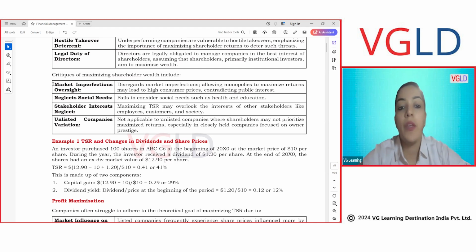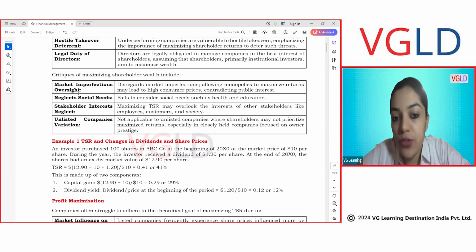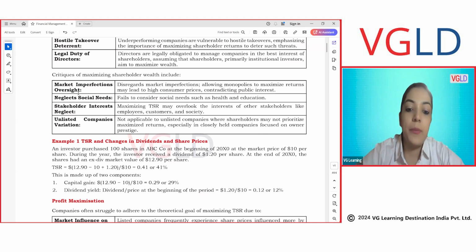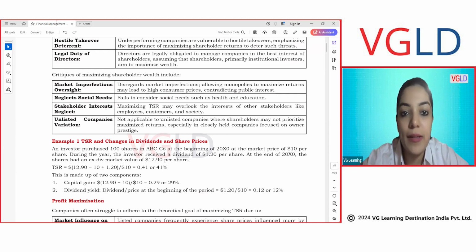Okay, let's cover it from here only. Critiques, as I told you, it is the criticism against the notion that okay, shareholders' wealth should be maximized. Number one is market imperfections oversight. Let's read it. Disregards market imperfections, allowing monopolies. What do you mean by a monopoly? Anyone? You must have heard this term before. What do you mean by a monopoly?